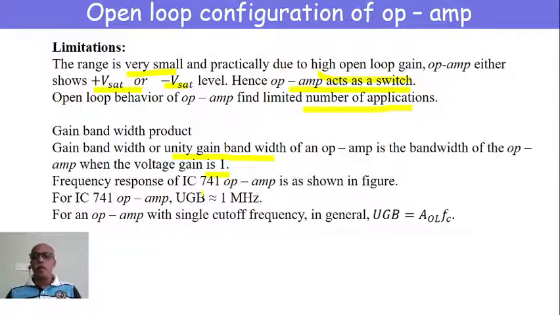The frequency response of the IC741 op-amp is as shown, and the unity gain bandwidth frequency will be nearly equal to 1 megahertz for the IC741 op-amp, and the cutoff frequency will be AOL into FC. FC is the cutoff frequency.